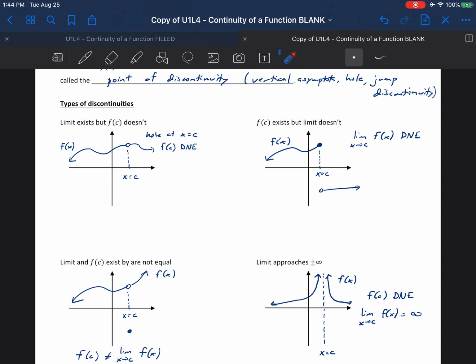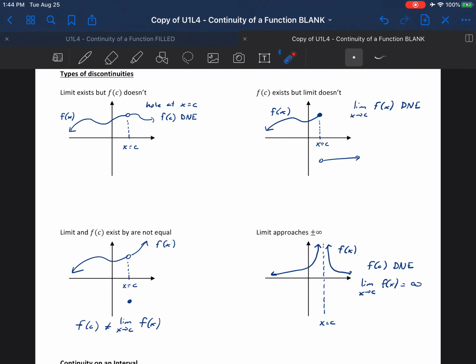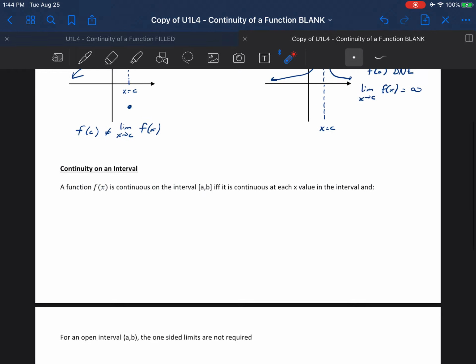Just going over this again. Function value doesn't exist. Limit doesn't exist. Limit exists, function value exists, but they're not the same. And the limit is infinite, so the function value doesn't exist, because of an asymptote.